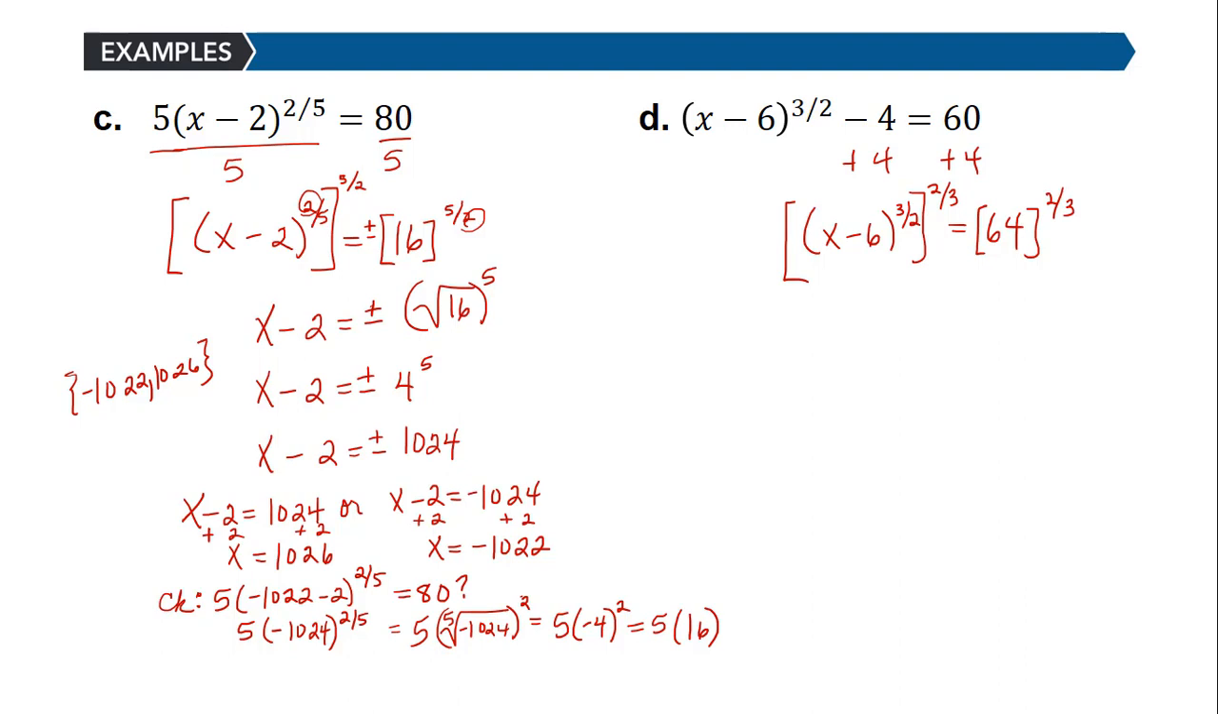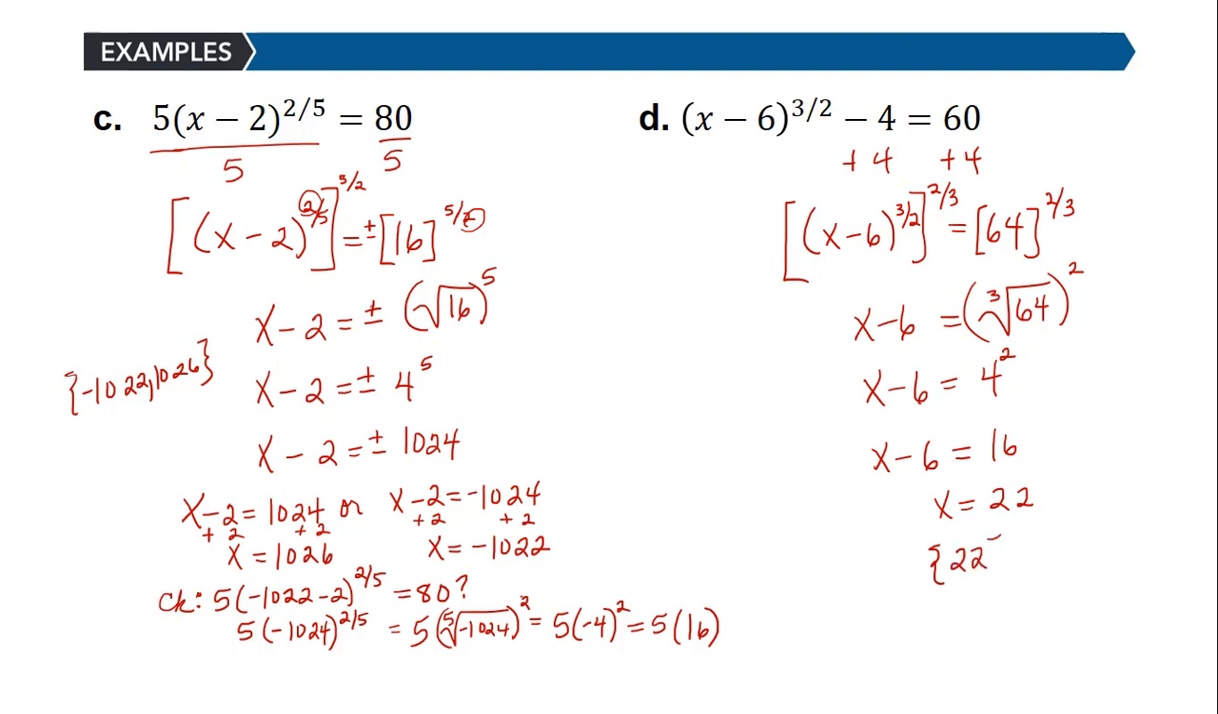On the left, we're just left with x - 6, right, because those exponents multiply to be 1. And then 64 to the 2/3 means to find the cube root of 64 and then square it. The cube root of 64 is 4, right? 4 cubed is 64, so 4 squared is 16. Our equation then is x - 6 equals 16, and we can add 6 to each side to get 22. And then we can plug that in and check if we want, but the solution set contains only 22.